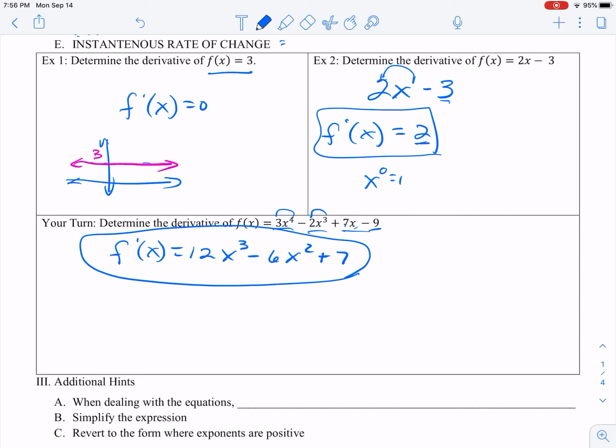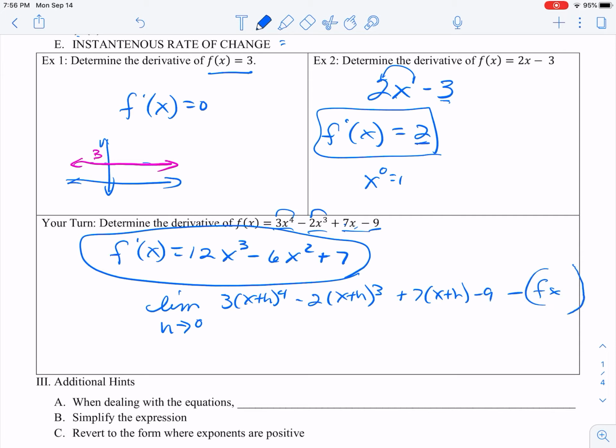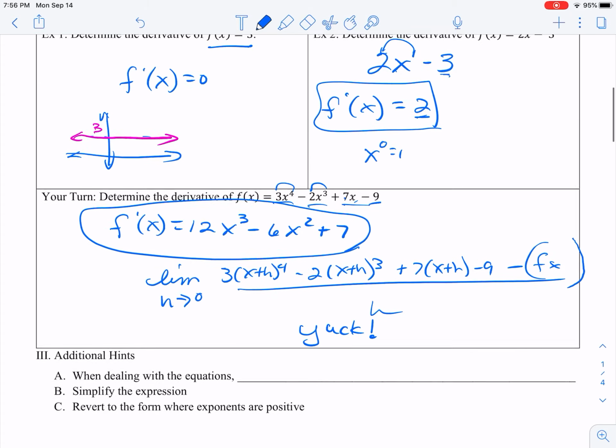Just think if I had to do that with the definition. The limit as h goes to 0 of 3 times x plus h to the 4th, minus 2 times x plus h cubed, plus 7 times x plus h, minus 9, minus f of x, all over h. Yuck! So we got shortcuts. Okay?